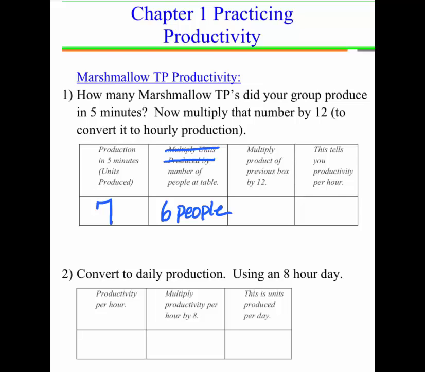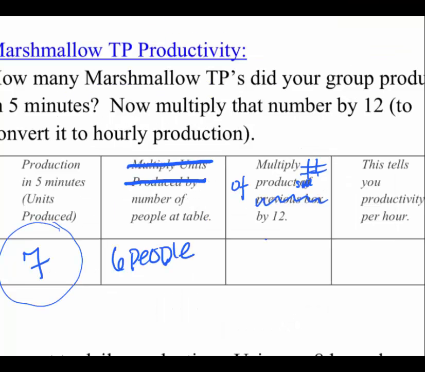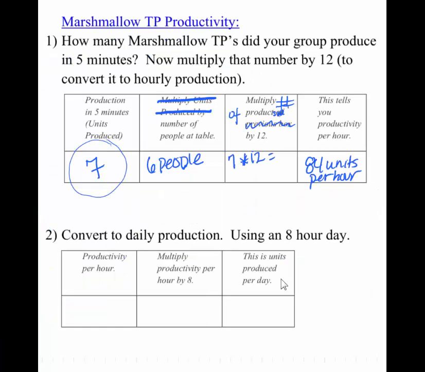Now in this next box, so really what we want to do is multiply the number of products by 12. So in our case, we're going to have 7 times 12, which is going to tell us how many units we can produce in 1 hour, which is going to be 84 units per hour. So now we know we can make 84 units per hour.